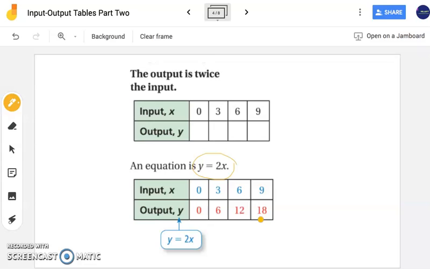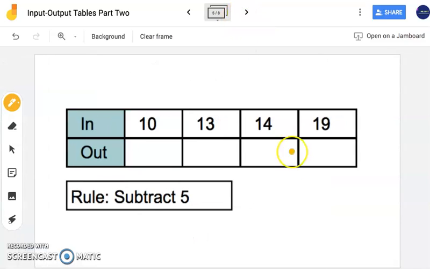Notice how they match up together, and that pattern of multiplying by 2, which was identified in my equation, helps me fill in this input-output table. And notice your goal here is to also look for those patterns to help you solve these problems today. In this next problem here, we have an input-output table. They're giving us our input represented as in, or you can also say this as your x value, and your output or out is y.